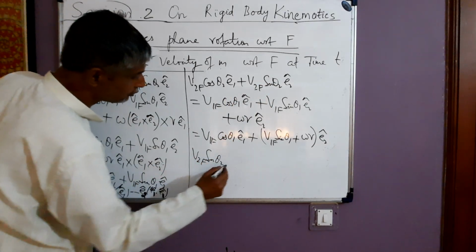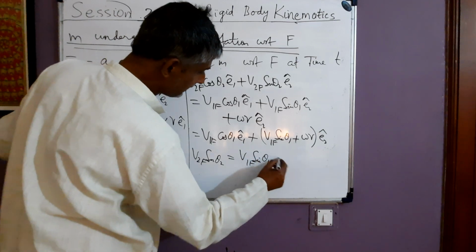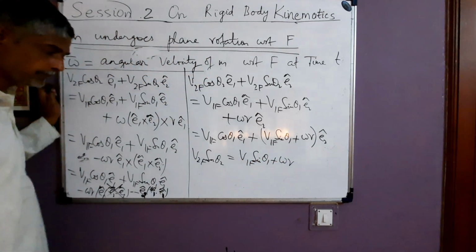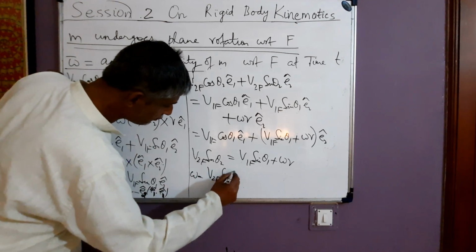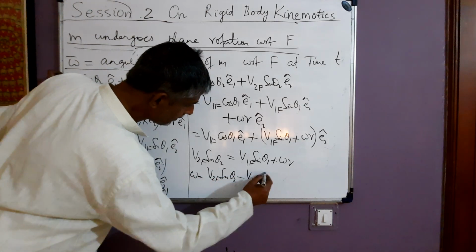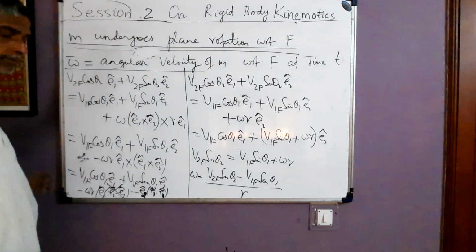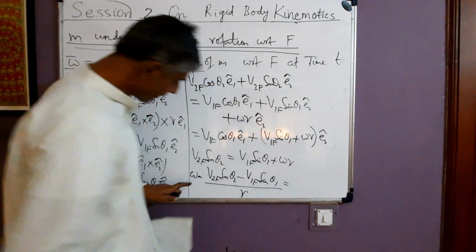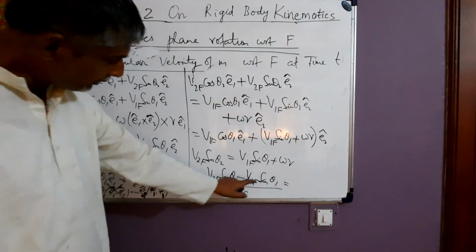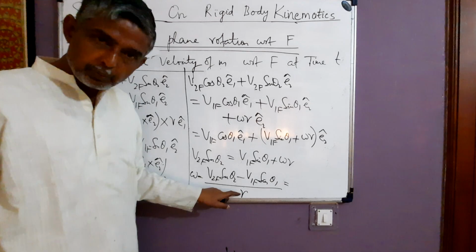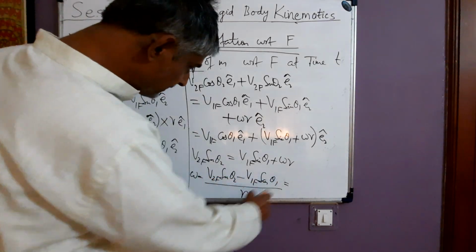V2f sin theta 2 is the same as V1f sin theta 1 plus omega r. So omega becomes V2f sin theta 2 minus V1f sin theta 1 by r. This quantity is the angular velocity of m with respect to f. This is the relative normal speed between P1 and P2, and r is the separation between P1 and P2. So omega will be equal to V2f sin theta 2 minus V1f sin theta 1 by r.